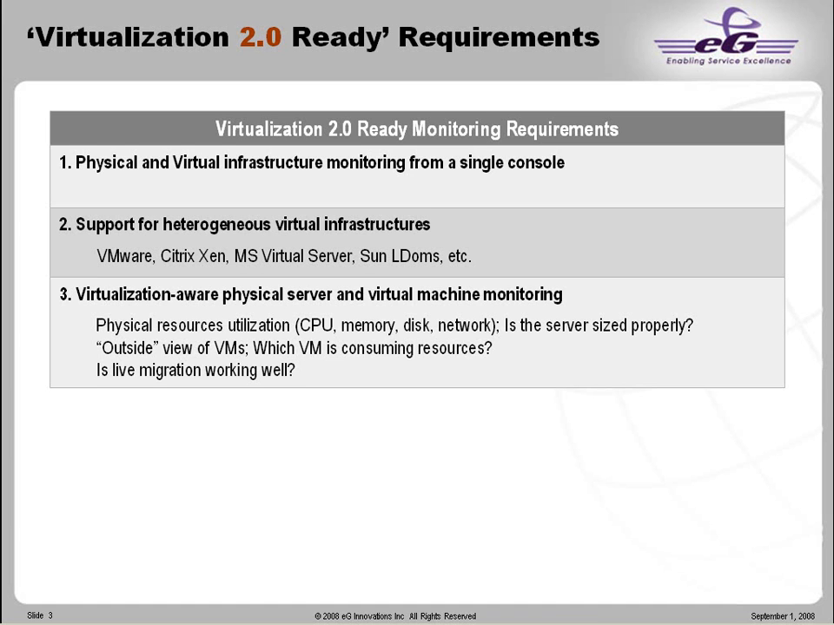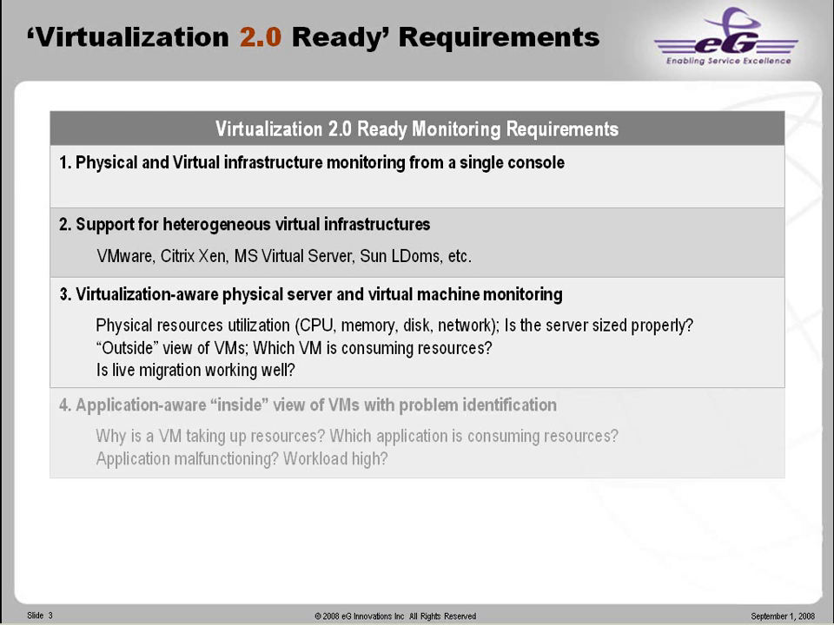It should monitor physical resource utilization such as CPU, memory, disk, and network, and help determine whether a server is sized properly. It should provide an outside view of VMs and show which VM is consuming the physical resources. And it should determine if live migration is working well.